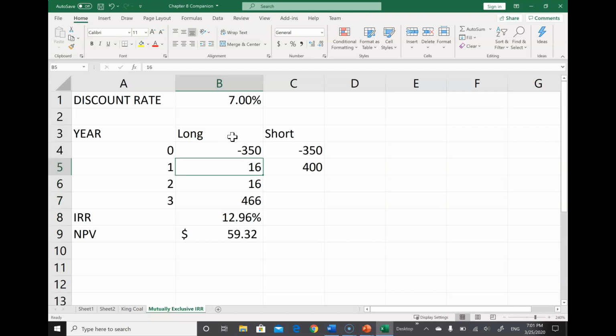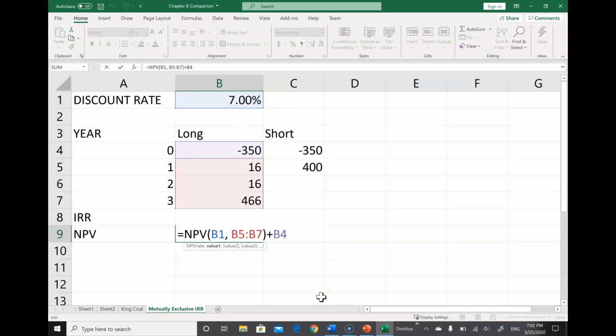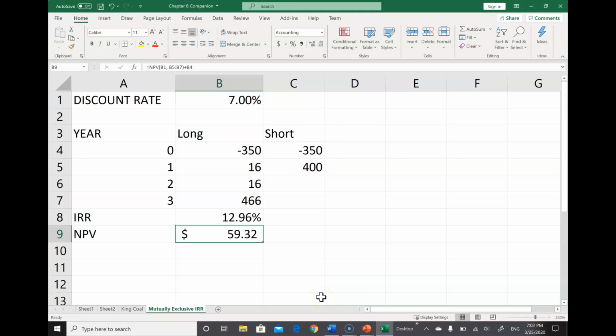And the revised plan, the short project, is much shorter, right? Because your holding period is just 1 year. Okay. We already calculated the internal rate of return of this project, and the textbook says that the discount rate is 7%. So the net present value when the discount rate is 7% is $59.32.